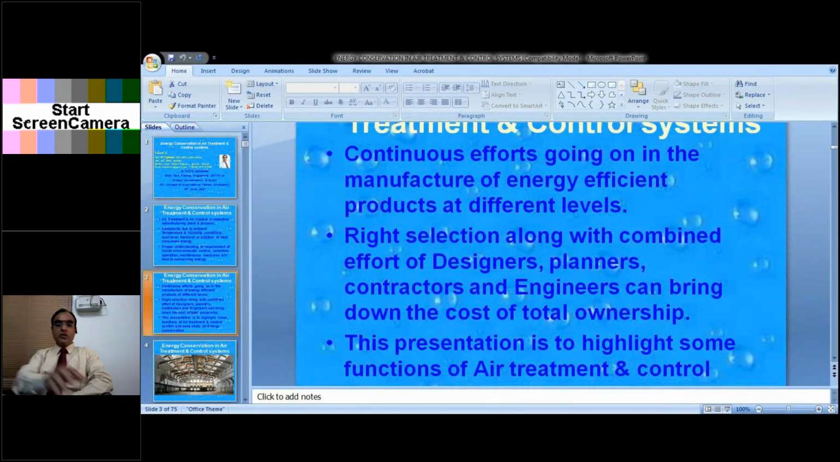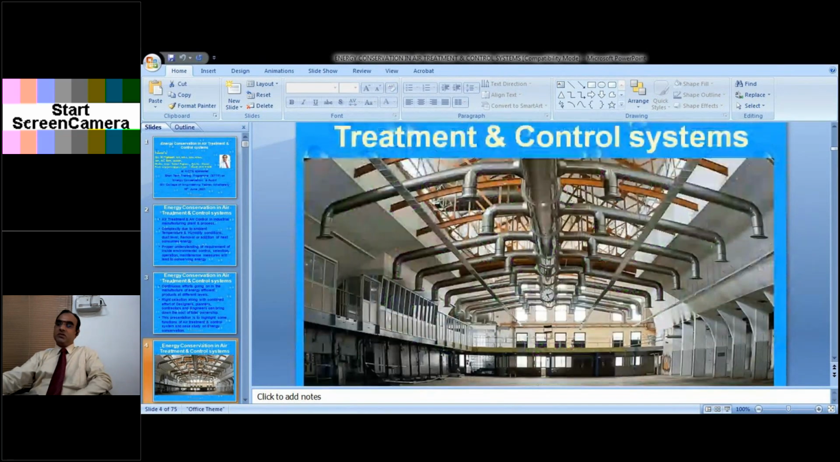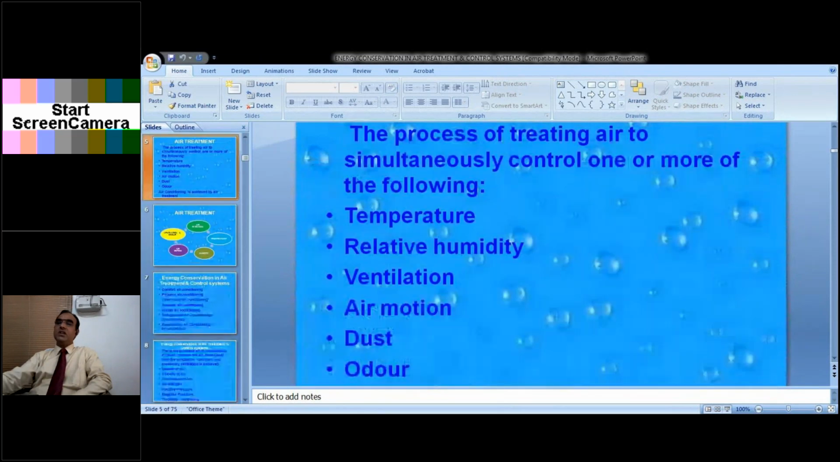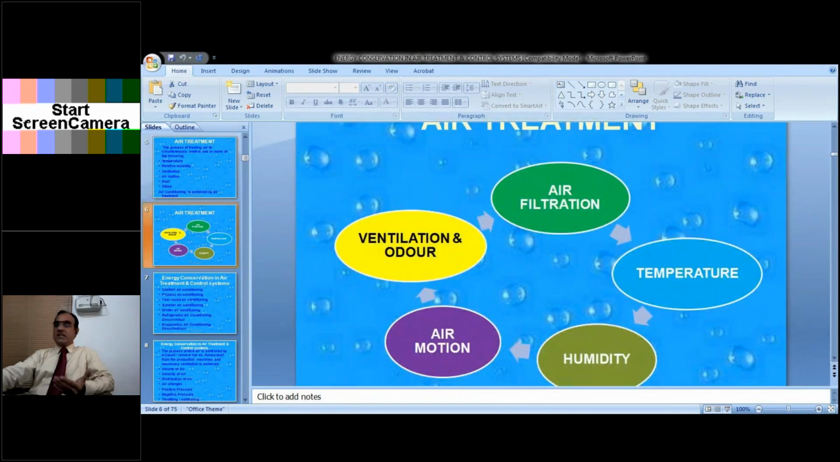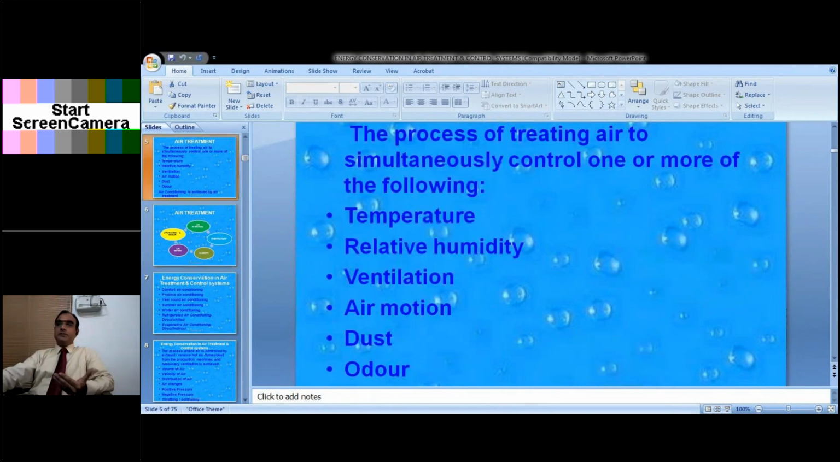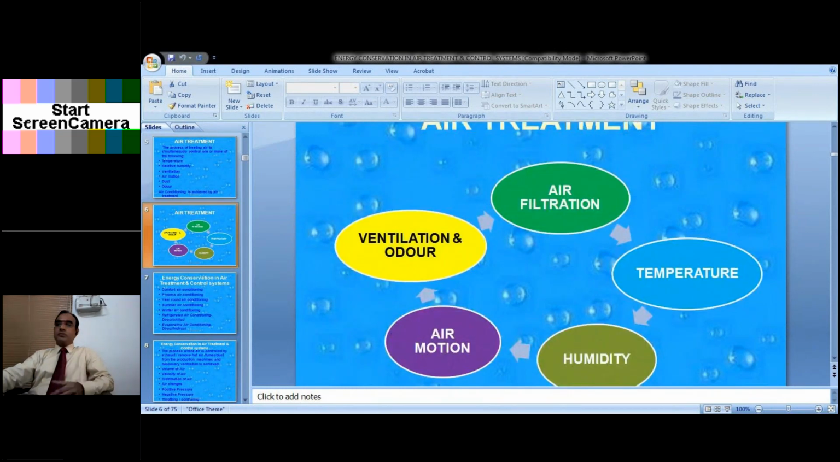So this presentation is to highlight some functions of the air treatment and control system, and one or two case studies I'm going to show in the presentation. Basically, it is the process of treating air to simultaneously control one or more of the following: temperature, relative humidity, ventilation, air motion, dust and odor. Air conditioning does that work in total.